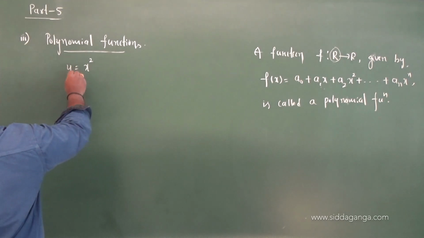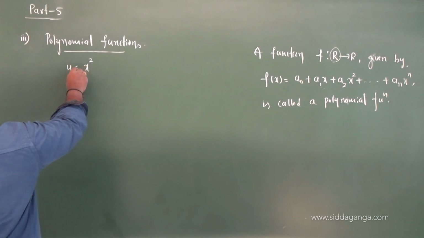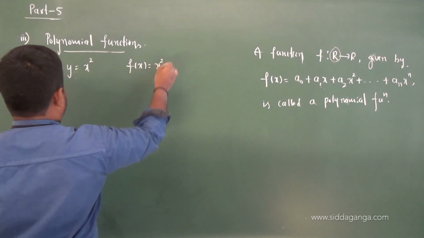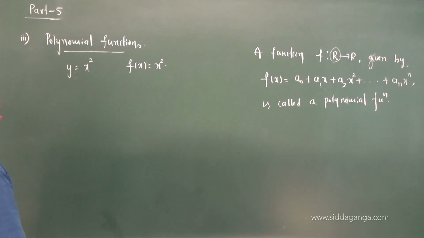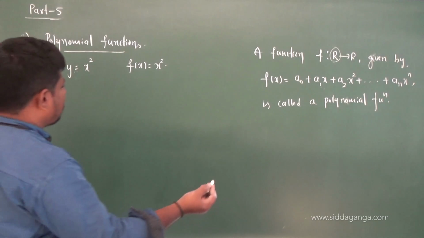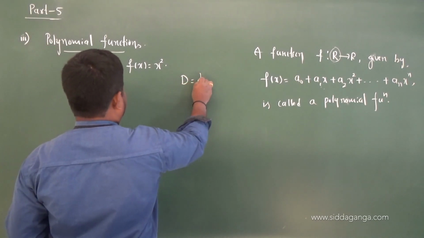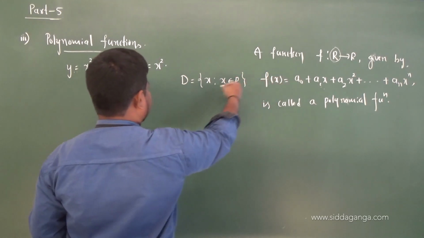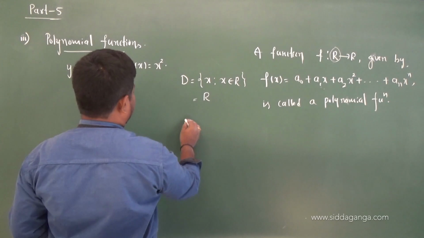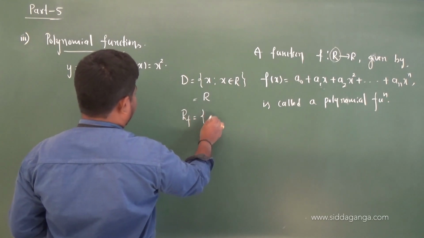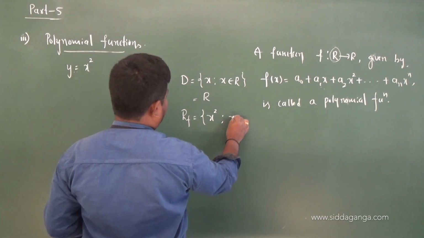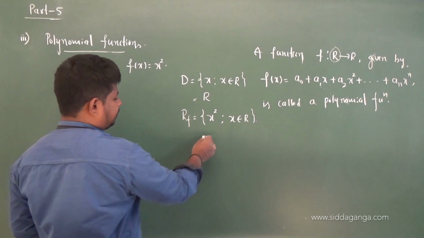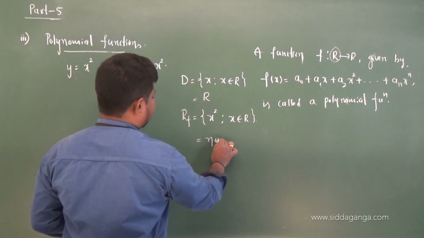First, write the domain and range of the function y is equal to x square or f of x is equal to x square, both are the same. Draw the graph of the function. Okay. So what is the domain? Of course, domain is the set of all real numbers. x belongs to real numbers. You can write set of all real numbers, or you can write just R. What is the range? You can write x square for all x belongs to R. Or you can write non-negative real numbers.